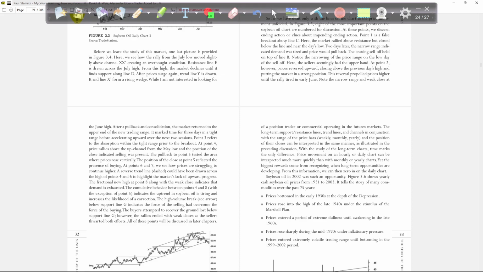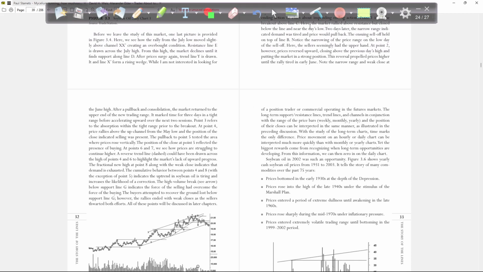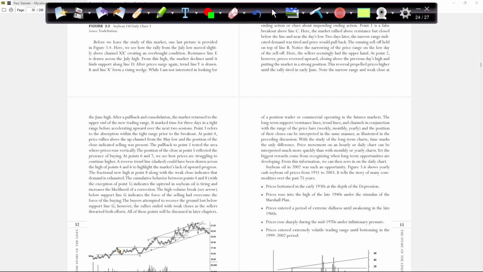Point 1 is a false breakout above line C. Here the market rallied above the resistance but closed below the line and near the day's low. Okay. 2 days later, the narrow range indicated demand was tired and price would fall back. Okay. So we see decline from this point.